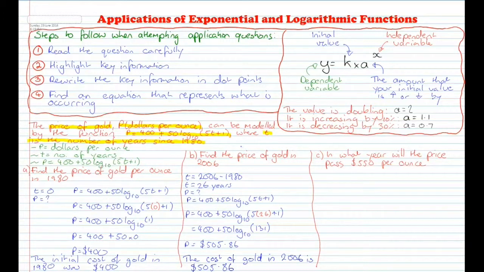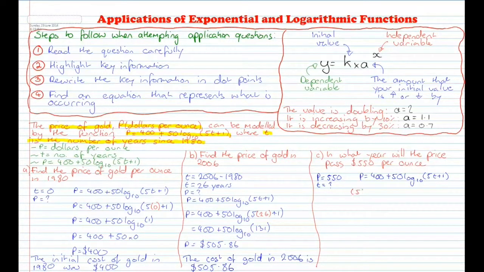Now the last question says, in what year will the price pass $550 per ounce? So what that's actually giving us is the price, because we know the price is going to be $550, but what we don't know is the number of years, so t is a question mark. So what we're going to do is use our information once again and substitute into the formula. That is, p is equal to 400 plus 50 log 10 bracket 5t plus 1. Now we know that p is equal to 550, so we're just going to substitute that in now.